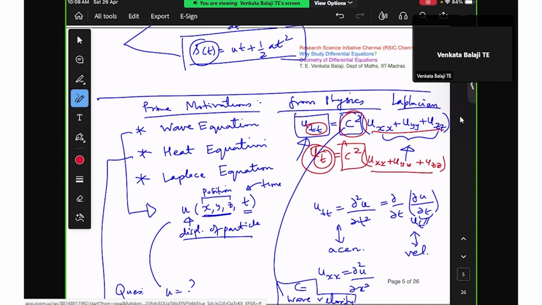If temperature is dropping at a point, u_t will be negative. If temperature is rising at a point, u_t will be positive. So this is the heat equation. This is the Fourier heat law. Where did this law come from? It has just come from thermodynamics, the second law of thermodynamics, and the idea of specific heat. So what is this c squared?